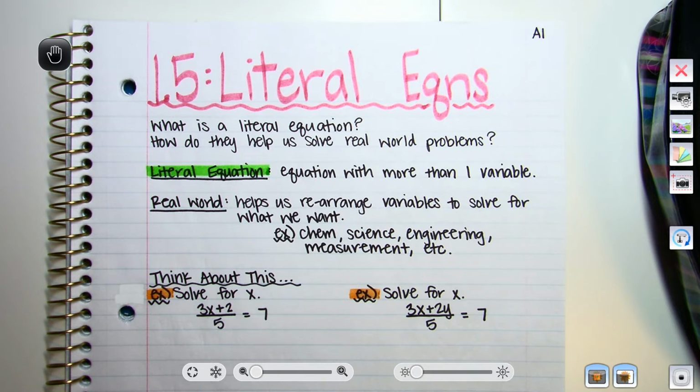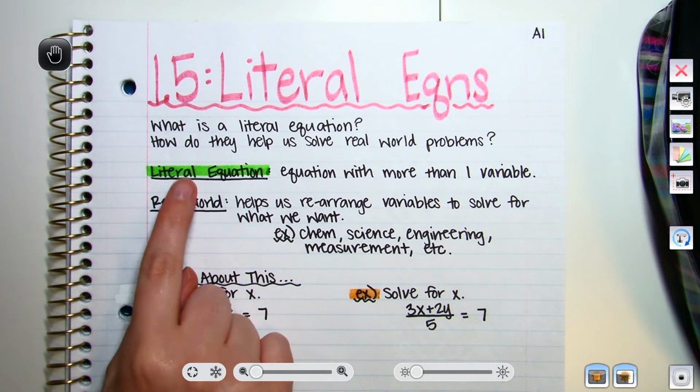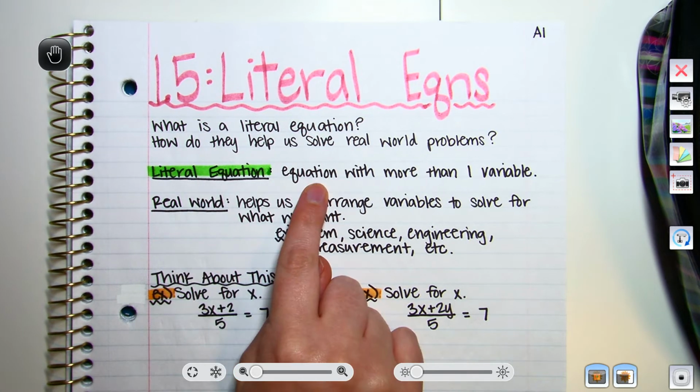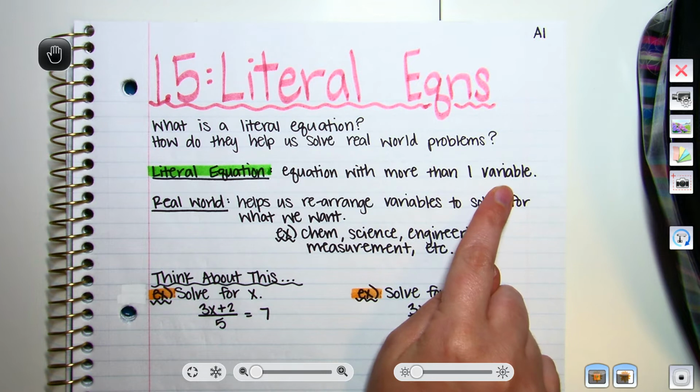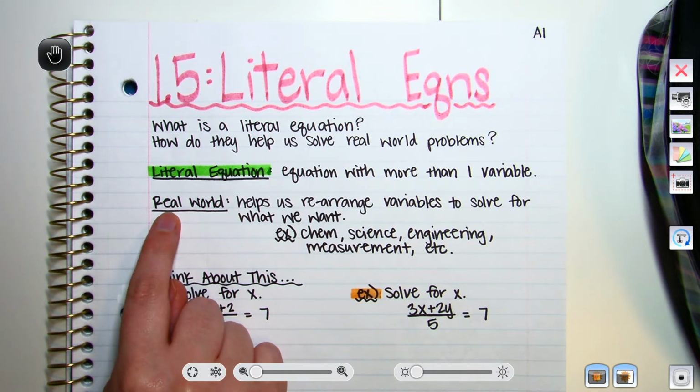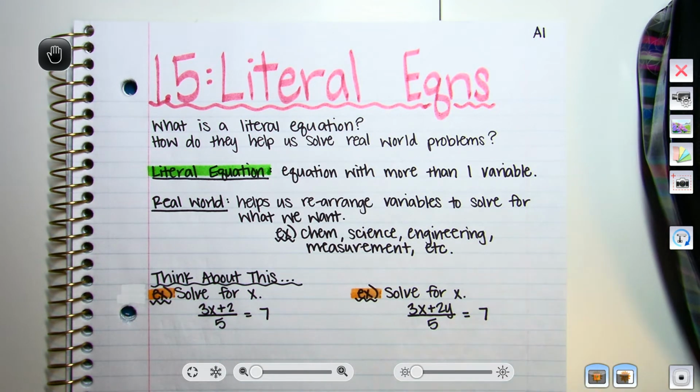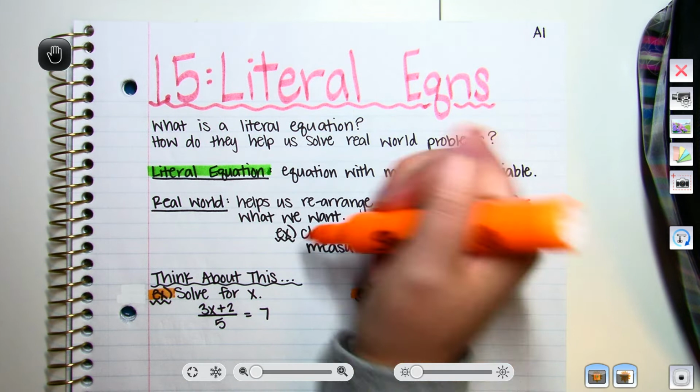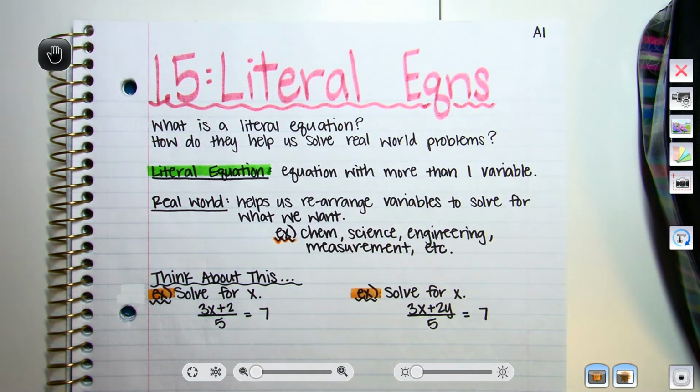Ooh, that's kind of hard to say. All right, so the definition of a literal equation is, simply put, an equation that has more than one variable. And remember, a variable is the letter, so it has more than one letter. A way that we see these in the real world is it helps us rearrange variables to solve problems that we want, in different sciences like chemistry, engineering, taking measurements, things like that.